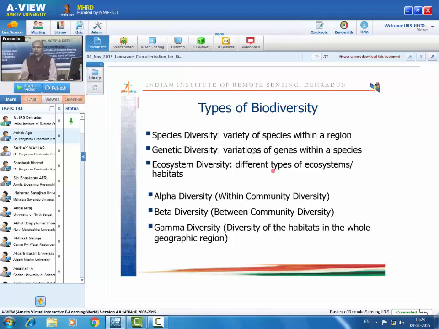And then of course in ecology there are different terms like alpha diversity when you talk about diversity within the community, beta diversity if you try to compare between A and B communities, and gamma diversity means when you try to study the habitat of a whole region, that means you study the entire Himalayas or let us say the entire valley, then it's called gamma diversity.